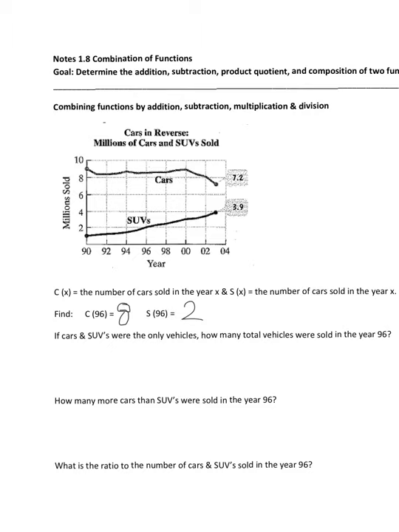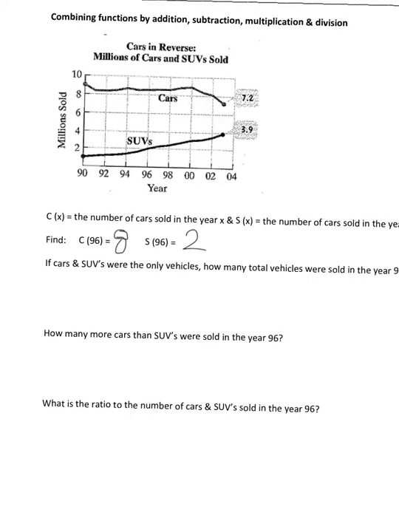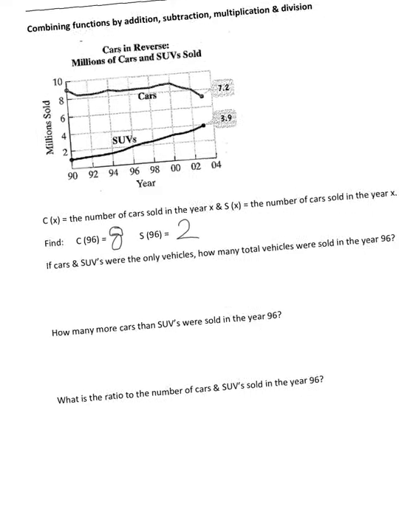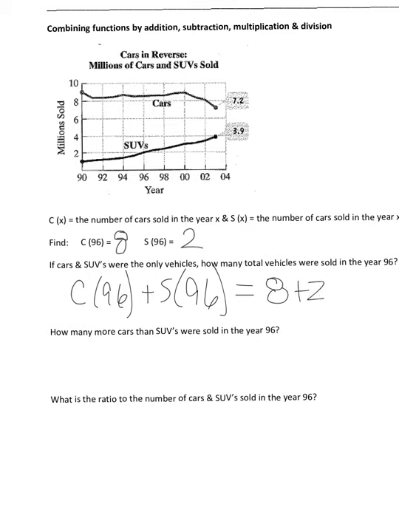So now I pose the question, if cars and SUVs, let's just imagine the simplistic world that cars and SUVs were the only vehicles on the road, how many total vehicles were sold in the year 1996? And what we do is we would add these 8 plus 2, which would be 10 million. The way we would write that would be C of 96 plus S of 96, or 8 plus 2, which equals 10 million.